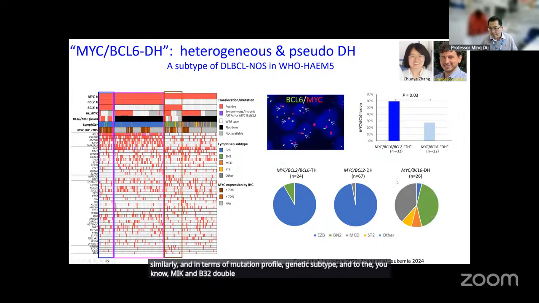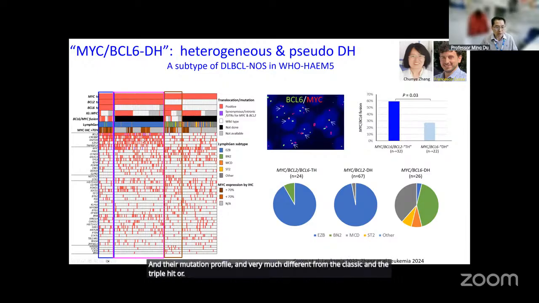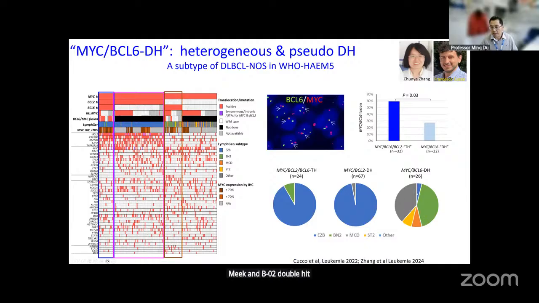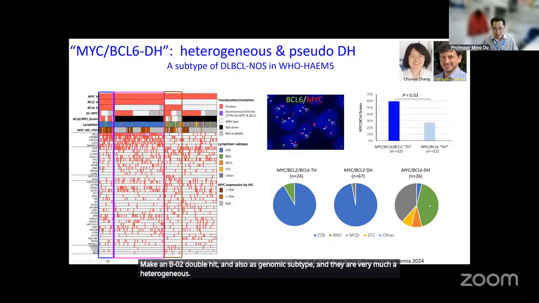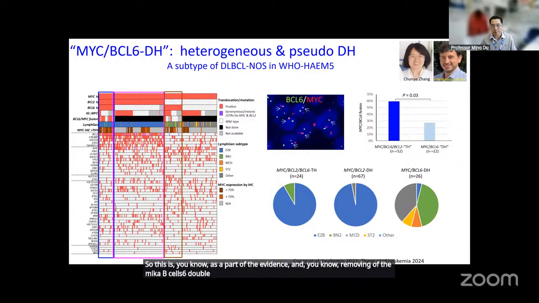On the other hand, when you look at the MYC and BCL6 double hit, their mutation profile is very much different from the classic triple hit and MYC and BCL2 double hit, and also as a genomic subtype, they are very much heterogeneous. So this is part of the evidence for removing the MYC BCL6 double hit from the double hit entity in the WHO classification.